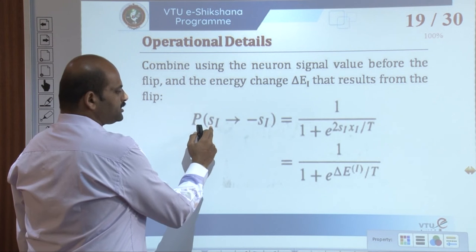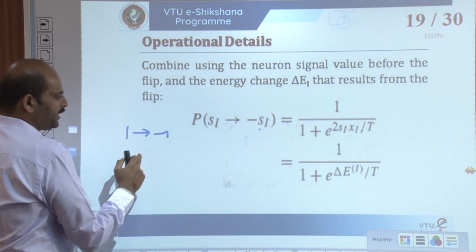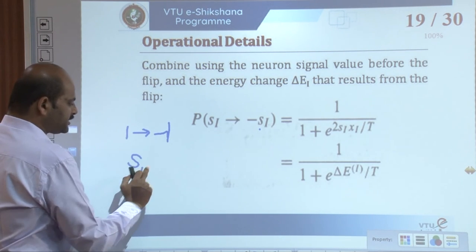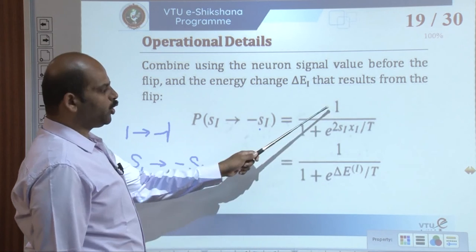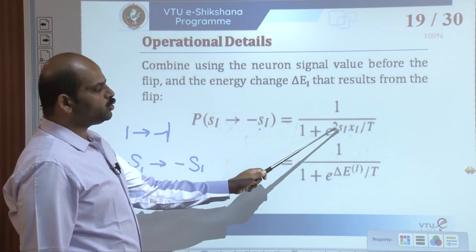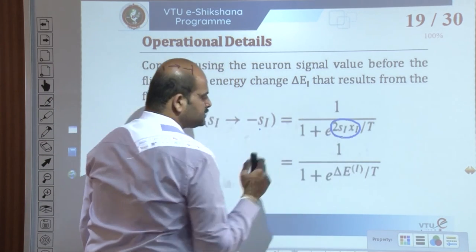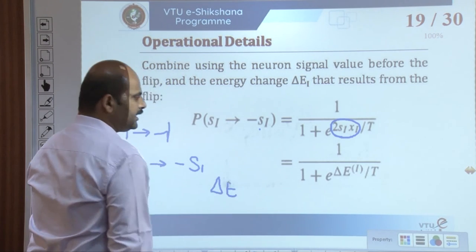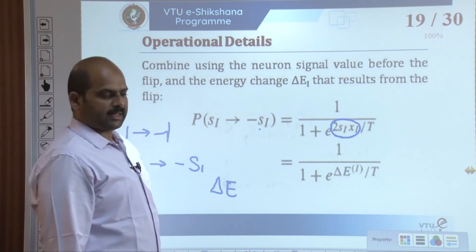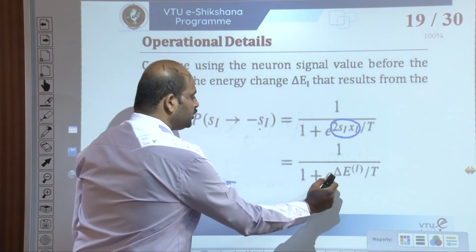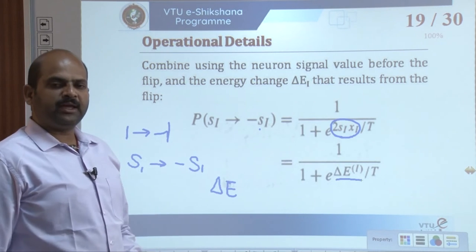The probability is going to be for si tends to minus si. As 1 tends to minus 1, the signal function tends to minus of the signal function. During that time, what happened? It is going to be 1 over 1 plus e to the power of 2 si x I by t. Now, this term is going to be replaced with the energy del E, as already described in the previous class. So, we are going to replace that terminology with del E of I by t, so that the exponential of 2 gets removed.